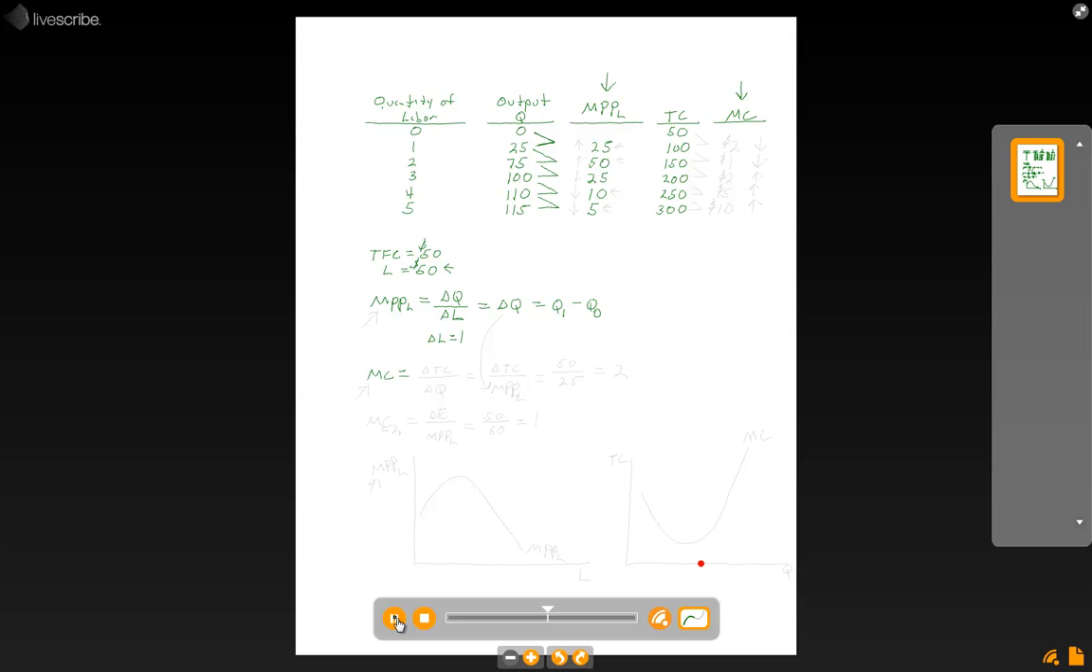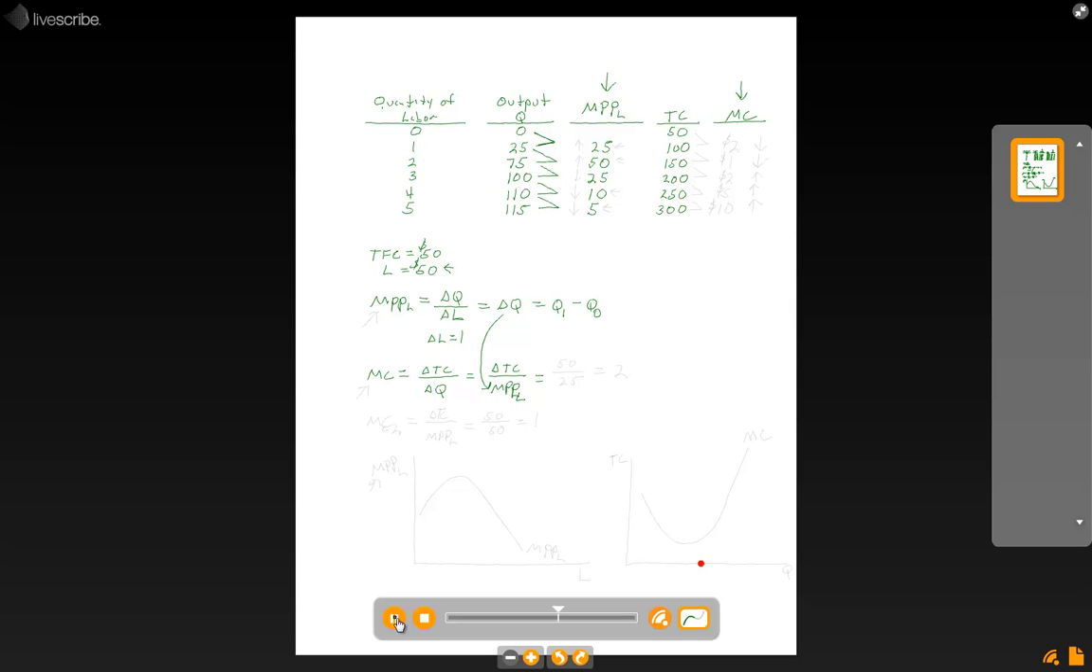Our marginal cost is always found by taking the change in our total cost divided by our change in output. If you notice, we've already calculated our change in output to be our marginal product of labor. So in this case, we're going to take the change in total cost divided by the marginal product of labor, because the marginal product of labor we know to be our change in quantity.